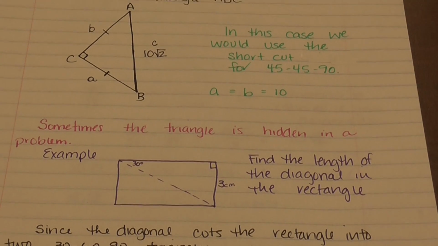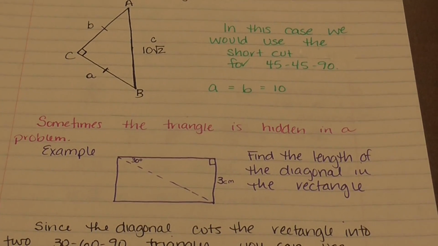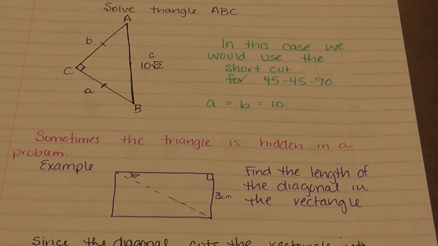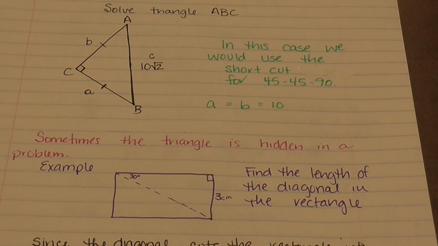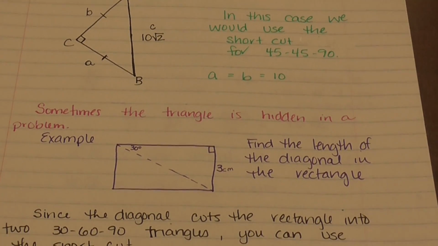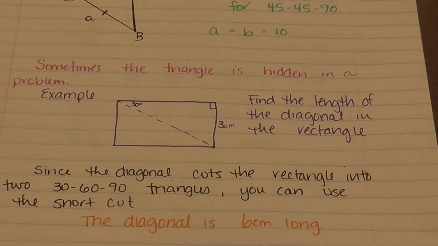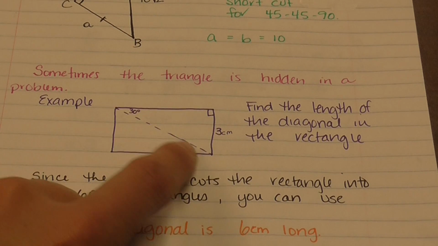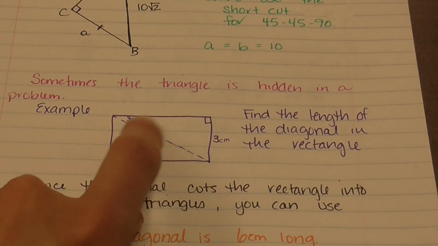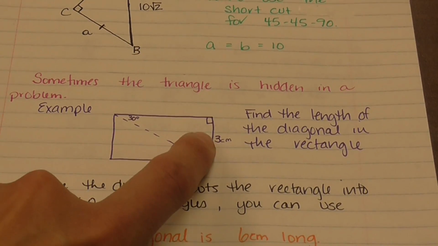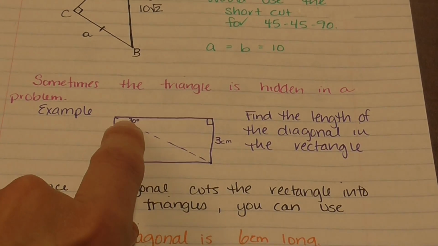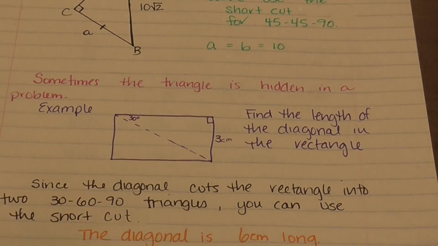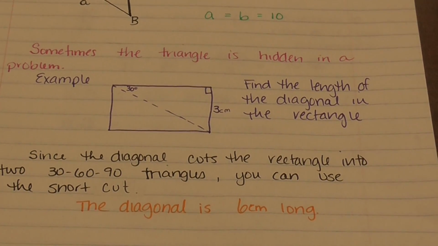Alright, so sometimes the triangle is kind of hidden in the problem. An example: find the length of the diagonal of the rectangle, and it gives you a side length of 3 centimeters, and it gives you an angle measure of 30 degrees. Well, since the diagonal cuts the rectangle into two 30, 60, 90 triangles, you can use the shortcut. I know this is a 30, 60, 90 because of that 30 and because of that 90. So I know that 3 centimeters would be the short leg. It's across from the 30 degrees. To get from short leg to the hypotenuse, I would just multiply by 2. The diagonal is 6 centimeters long.